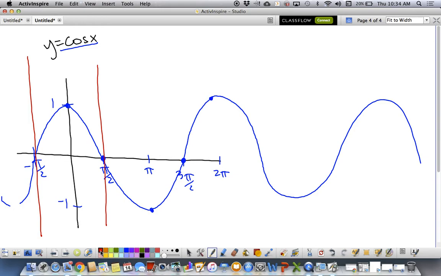No. Because I can do this all day long and it doesn't pass the horizontal line test. That's a fact.